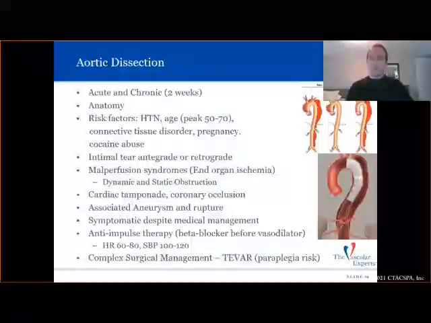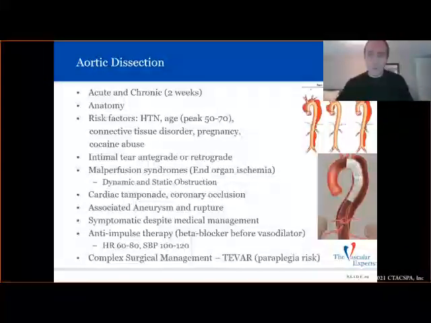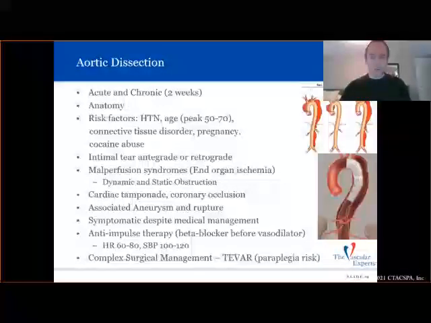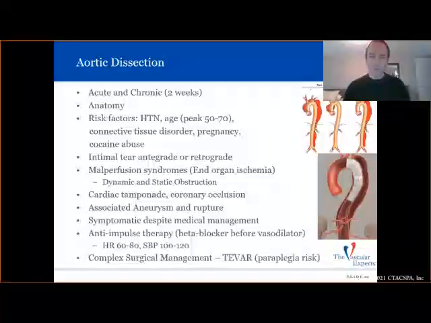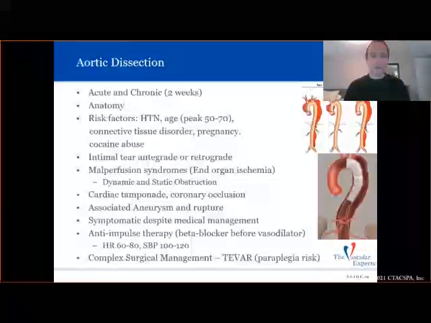Aortic dissection. Most of this is cardiac surgery because most of these are type A, which means going to the ascending aorta, and if it does, that's obviously an emergency. But the type B, the ones that go distal, the subclavian and down, can go all the way down to the femoral. So those dissections can be pretty extensive.